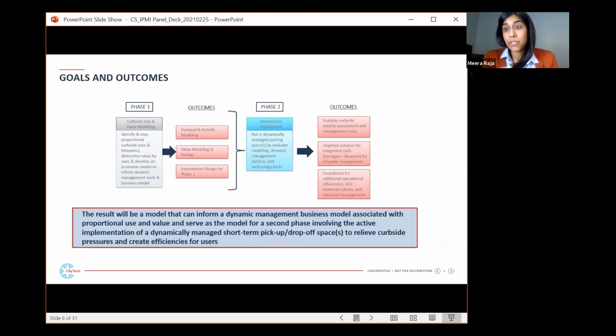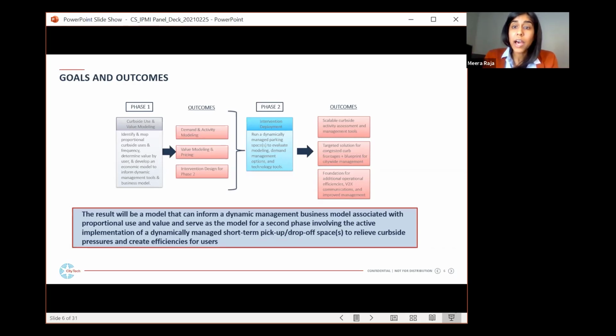what is the current activity? What is the demand? How do those match? Where do those not match? And how can you make adjustments to be able to create efficiencies for curbside users? So with that being sort of the setup, CityTech has been working with Teralytics, Here Technologies, Stantec, and multiple other partners to develop this sort of solution around this.